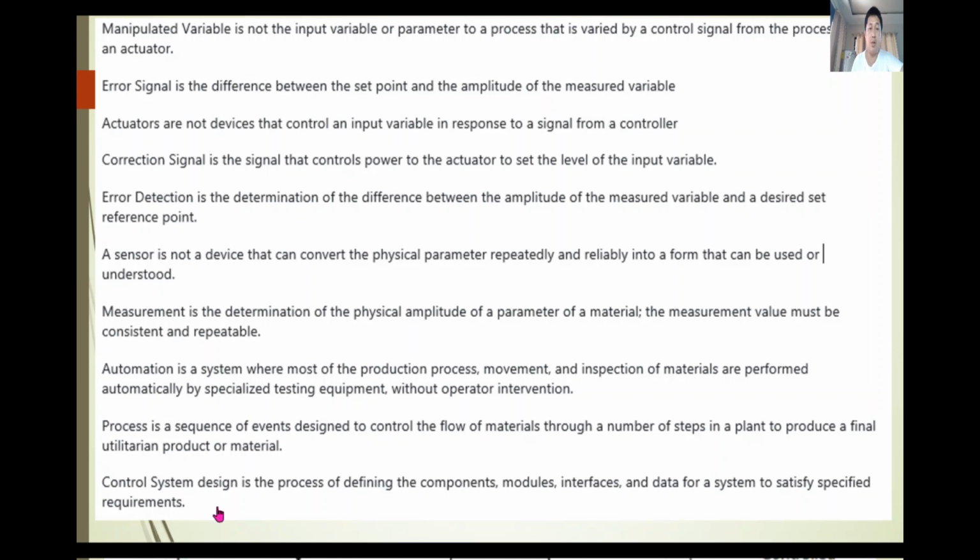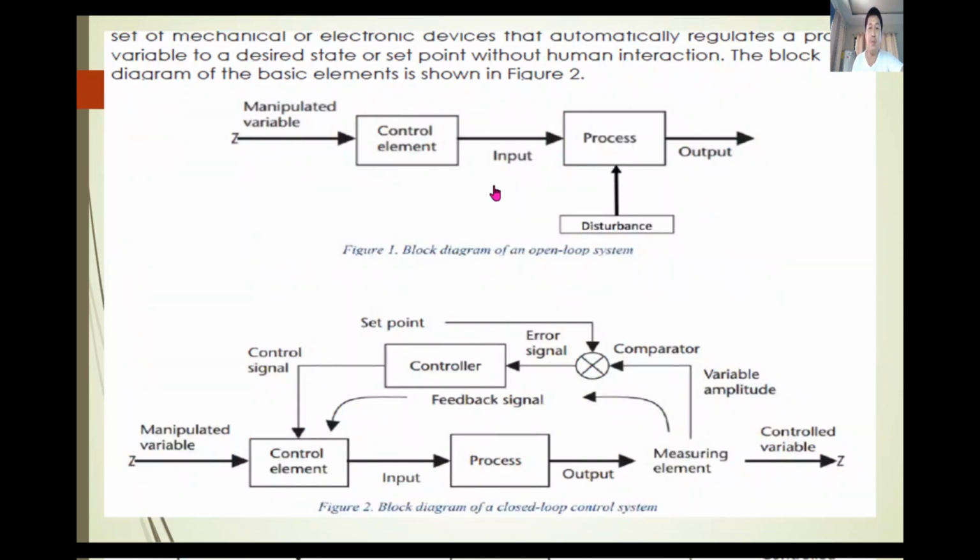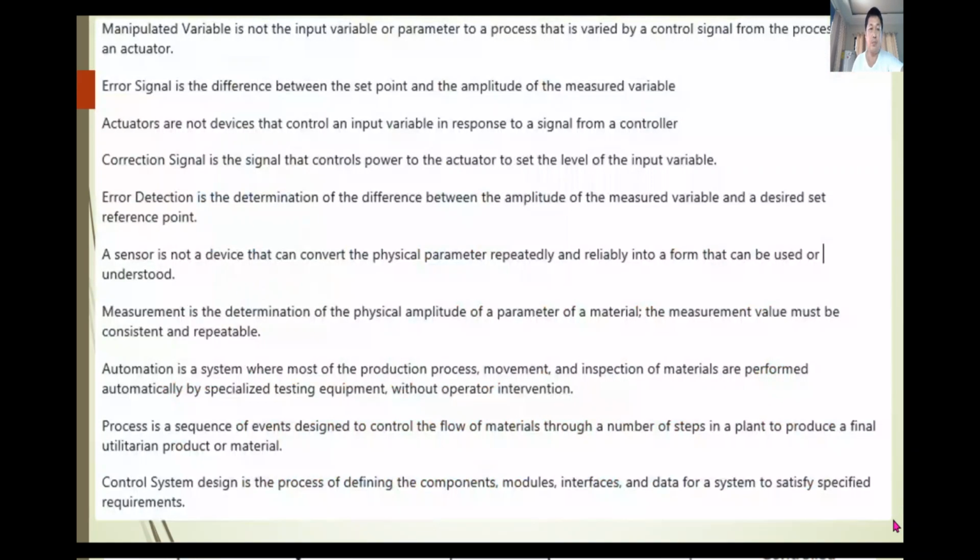Requirements. So the answer is true because here, if you can see, there are components, modules, interfaces, the data in the system that is already control. That is control systems. So this is a control system. As you can see, the open loop control system and the closed loop control system. So the answer here is true.